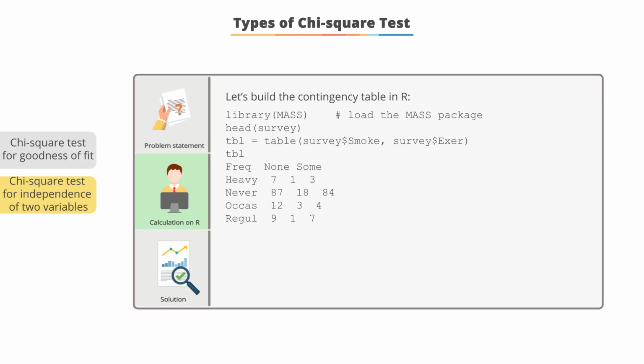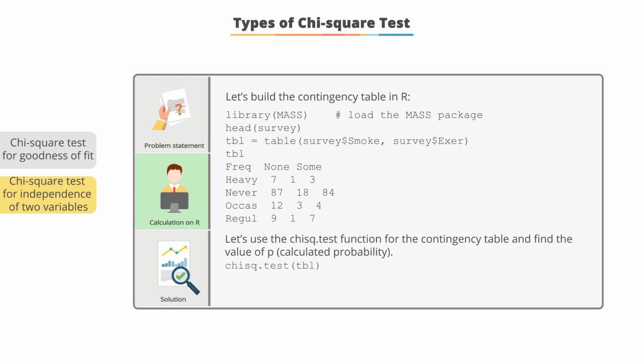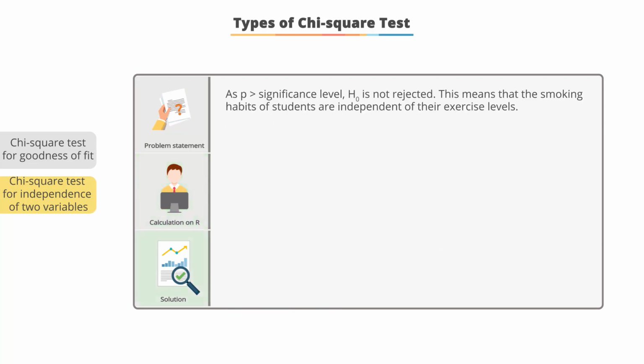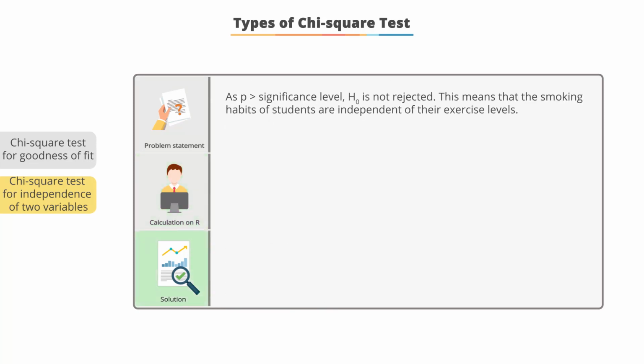But we'll move on. So let's use the chi-square test function for the contingency table and find the values for p. So when we run chisq.test on the table, our output will be chi-squared equals 5.48885. And here we have 6 degrees of freedom, and the p-value is 0.4828. Well, the p-value of 0.4828 is greater than 0.05. So we fail to reject the null hypothesis. And so that means that the smoking habits of students are independent of their exercise level.